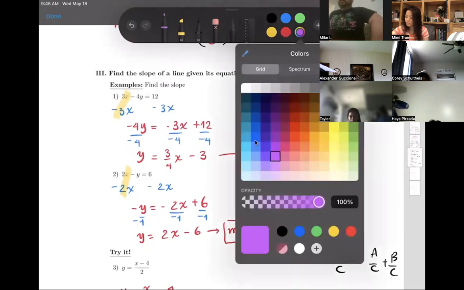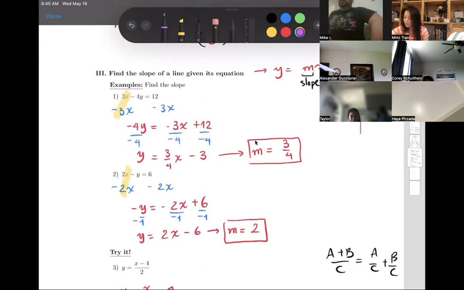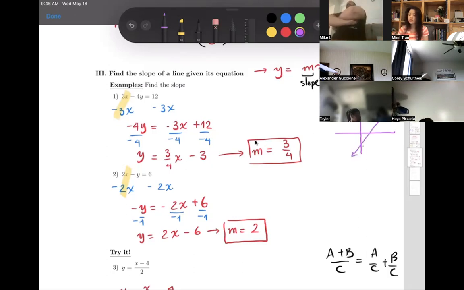Say for example, number 1, your graph probably looks like this. So the y-intercept is -3. It's just a rough graph, okay? Maybe not exact, but -3 right here. So that is your graph, right? So the slope is positive, so your graph should increase from left to right.